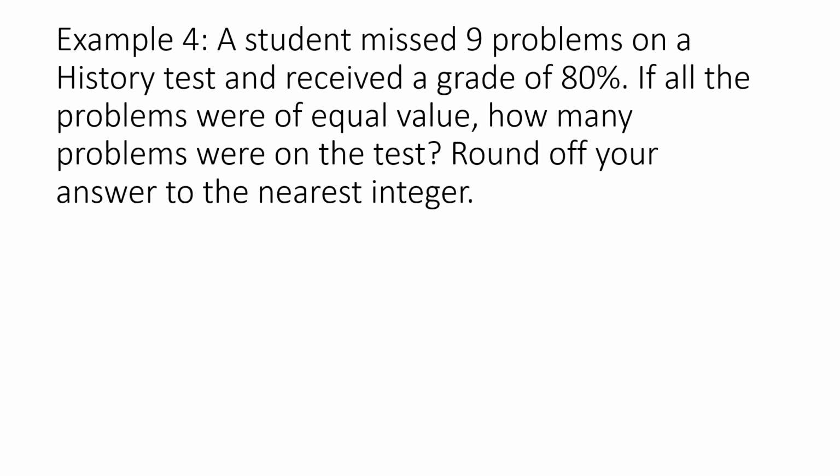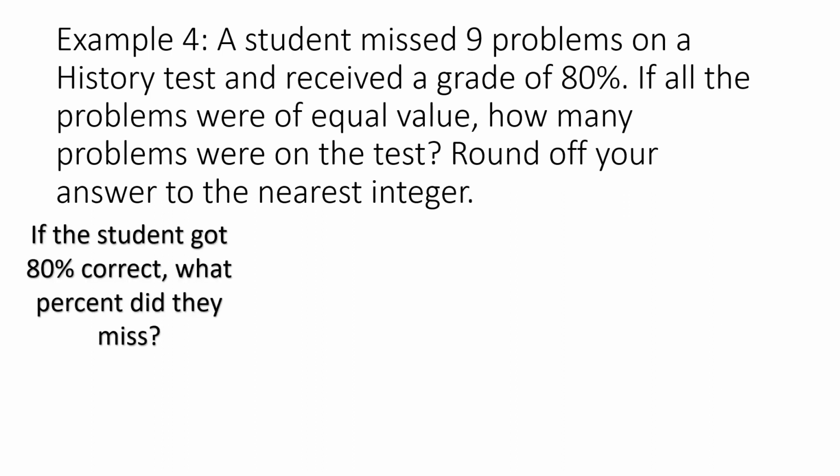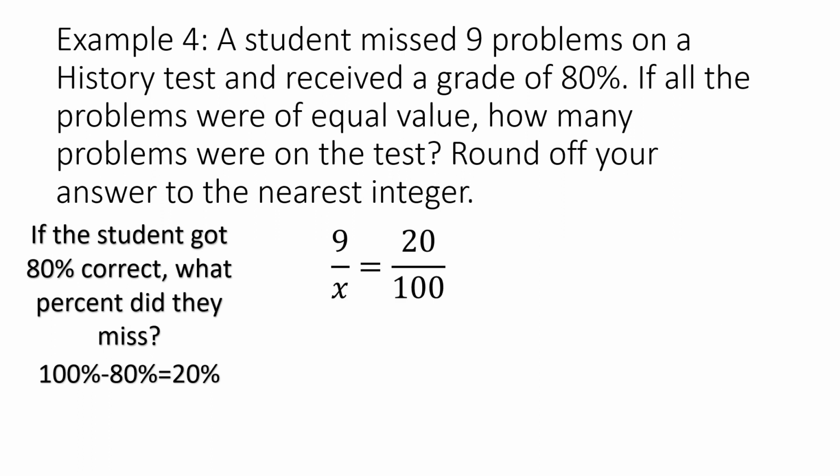So the first thing we need to ask ourselves is, if the student got 80% correct, what percent did they miss? So you would do 100% minus 80. That would equal 20%. That 20% is going to be necessary in order to solve our problem, since we are given the amount of problems that the student missed. So we know that they missed 9 problems, but we don't know out of how many, and we know that that equals 20%. So it's going to be 9 over x equals 20 over 100, because 20 over 100 is that 20%. And 9 is the amount of problems that they missed, but we don't know the total number of problems that were on the exam.